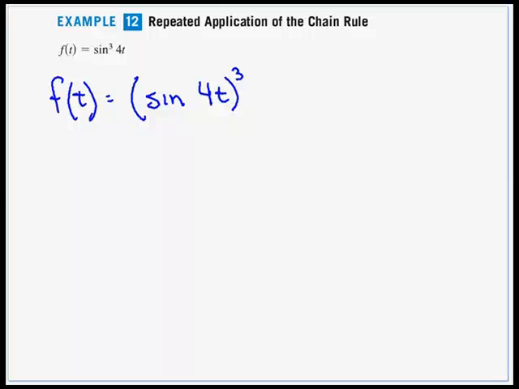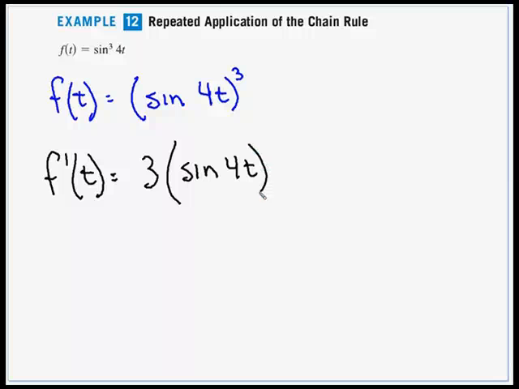So let's start with the derivative. F prime of t. Bring the 3 down front. 3 times our quantity unchanged, sine of 4t, now to 1 power lower, quantity squared. And we have our inner function that we need to take the derivative of. We need the derivative of sine of 4t. Well, the derivative of sine is cosine of that same quantity, 4t, times the inner function's derivative. Now our inner function is just the 4t, and that derivative is 4.